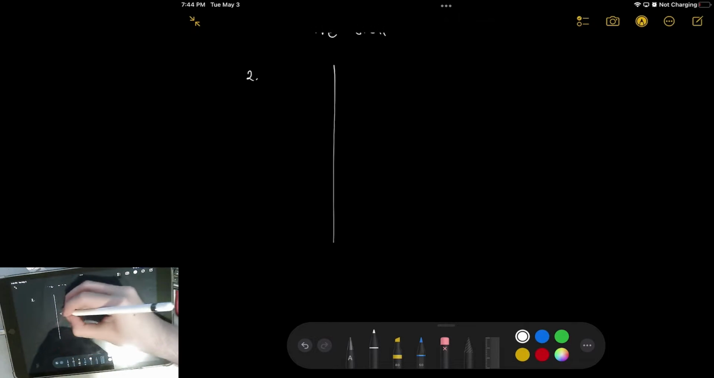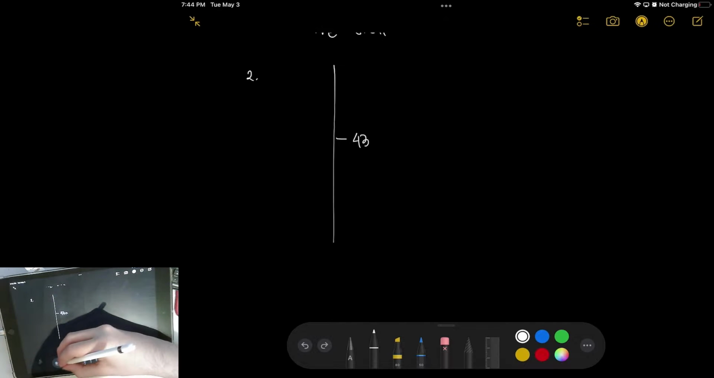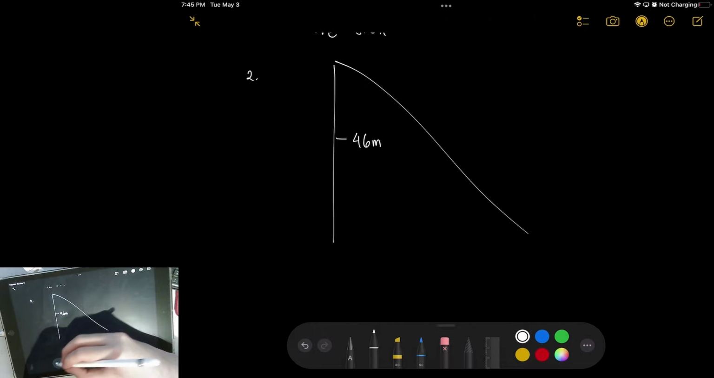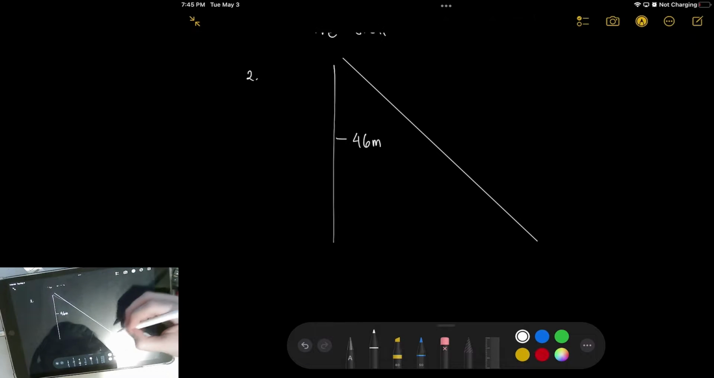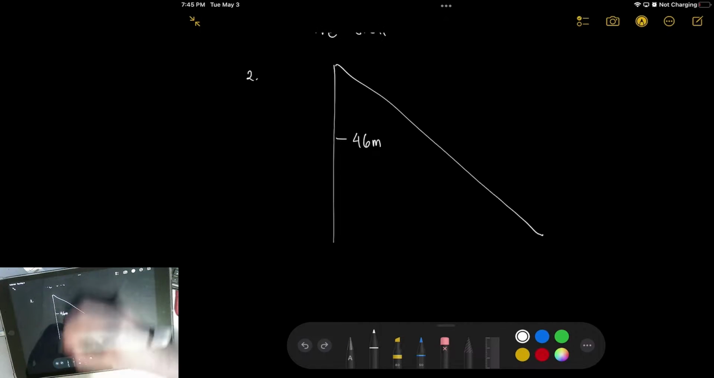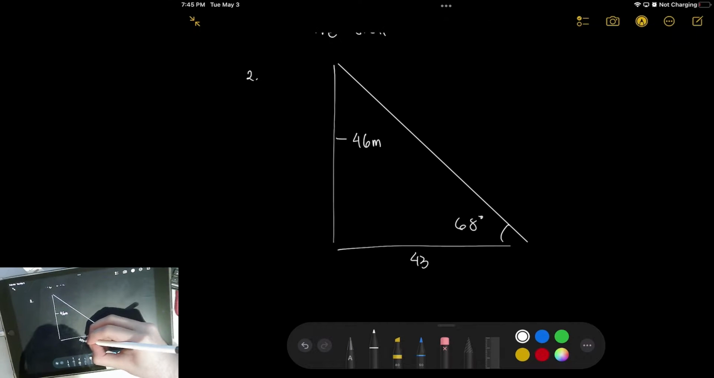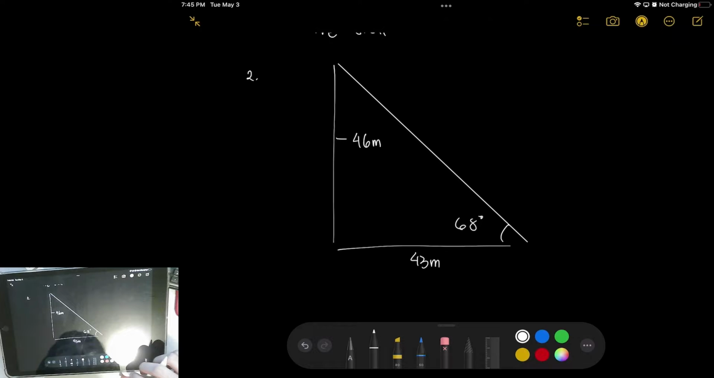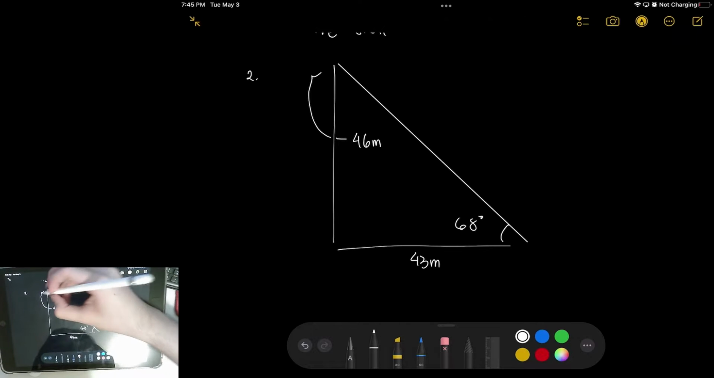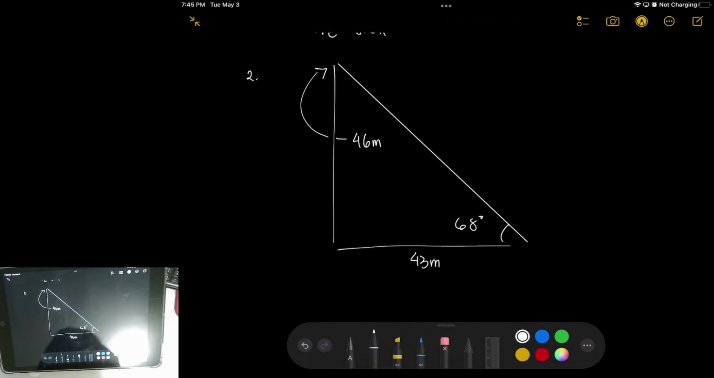It's the same concept, except there's a few more steps. So we've got to visualize it. They see their friends on a balcony. Let's just say this is the building and this is the balcony. Oh no, that is 46 meters from the ground, sorry. To look towards the top of the building, they need to look at an angle of 68 degrees. If Lucas is 43 meters from the base of the building, how far do Lucas's friends have to climb to get to the top floor?